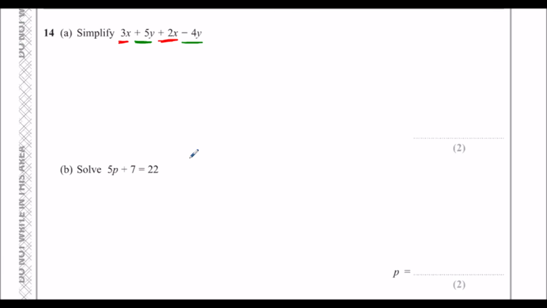So for the x's, we've got 3x and 2x. That makes 5x. And for the y's, we've got 5y, take away 4y. 5 take away 4 is 1. So we've got plus 1y. We don't need to write the 1. When you've got 1, you can just write y. If you've got 1x, you can just write x.